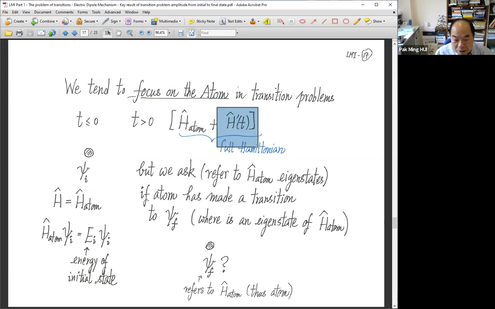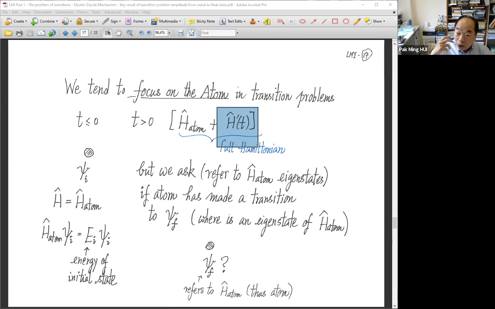Now, the first picture is that if this part is not there, for example, we don't switch on the light, then it is easy. If it is in an eigenstate phi I initially, it will be 100% in the initial state I at time t later. Okay, so do you understand this point? Because it is an energy eigenstate, all right?